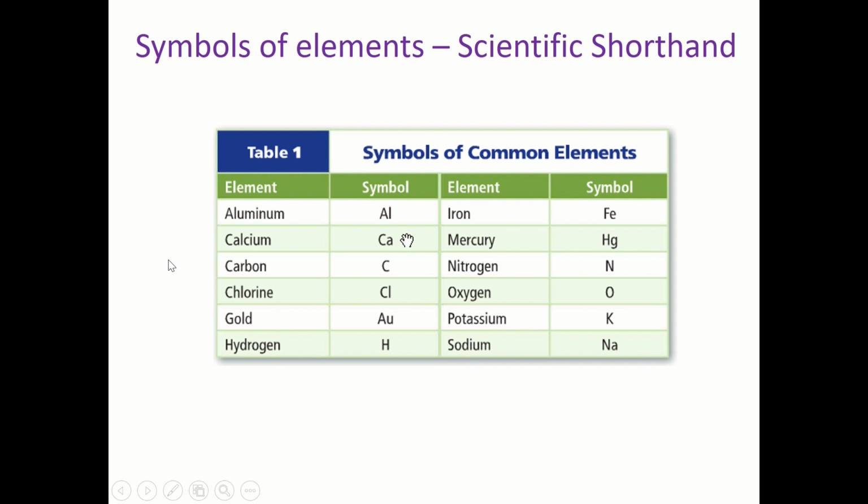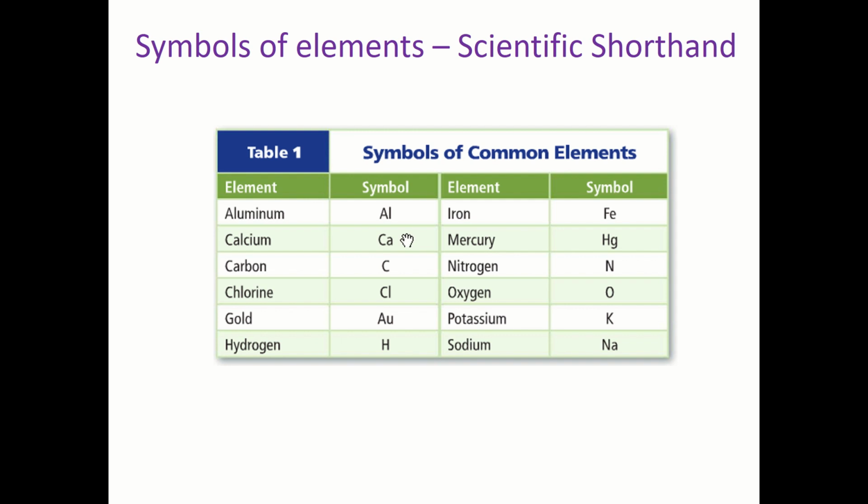Now, before we start, we have to learn about this table, which is called the table of elements. Here you can see a group of elements: aluminum, calcium, carbon, chloride, gold, hydrogen, iron, mercury, nitrogen, oxygen, potassium, sodium. And you can see each element has its own chemical symbol. As you know from our study before in high school, in the periodic table each element has its own chemical symbol.